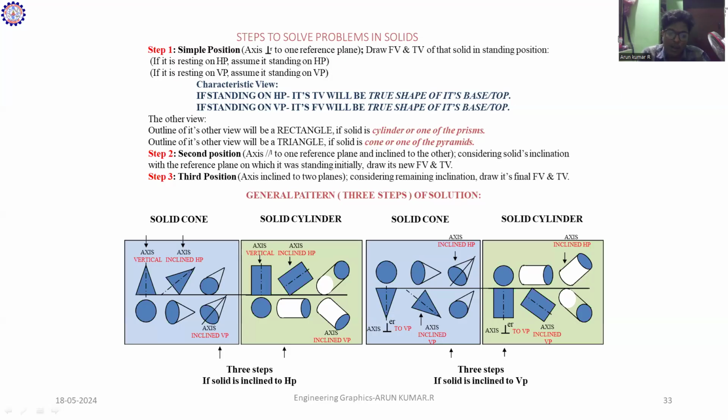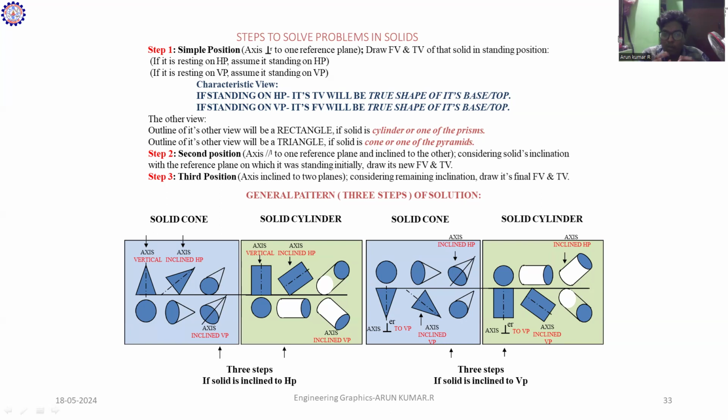Good morning. In the last class we saw the three steps involved in solids inclined to HP. In this class we will see solids based on inclination to VP. So I have to take two cases here: a solid based on a cone and a solid based on a cylinder. In both cases the shape will be a circle.